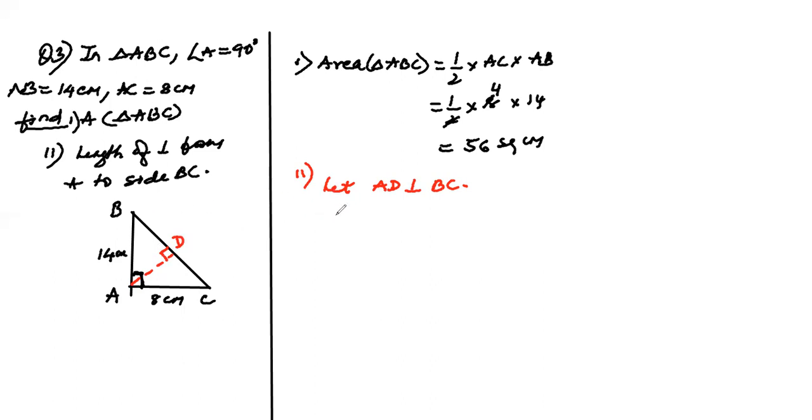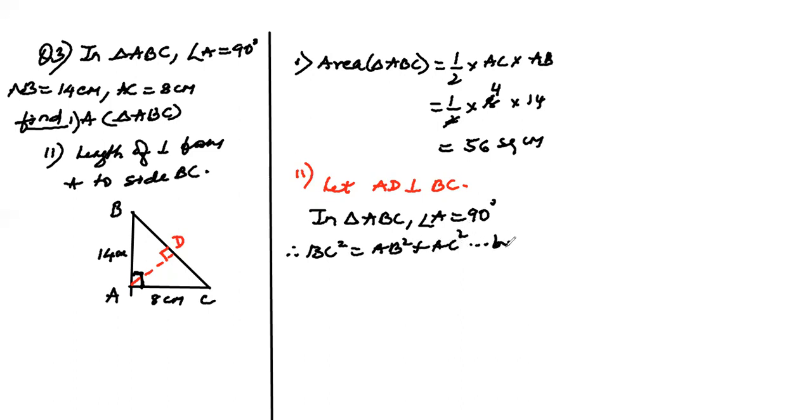So how will I find it? Whenever you want to use Pythagoras theorem, you always say the triangle's name and show the 90 degree angle, like a license required for using Pythagoras theorem. Now we can say therefore BC square equals AB square plus AC square. And just mention the reason: by Pythagoras theorem.